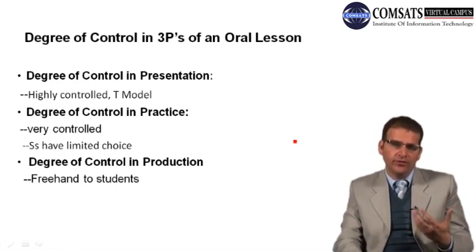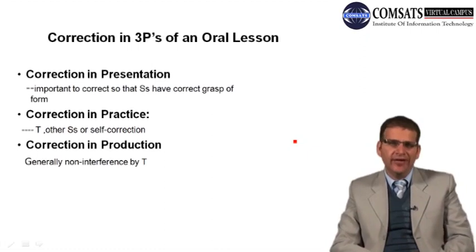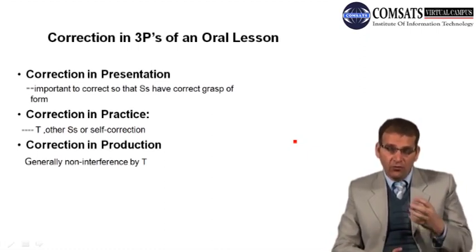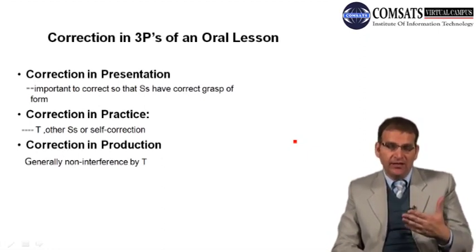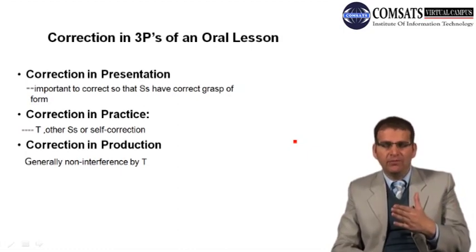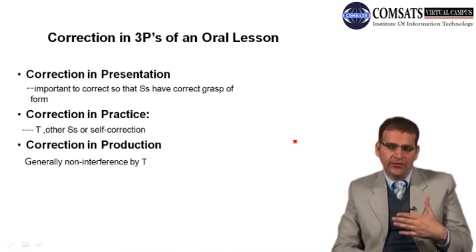So this was the point that we talked about: how to see the degree of control in all three stages. The next one is correction. It's a very important point. Of course, teachers are there to correct, but see that correction in the presentation, the practice and the production stage.